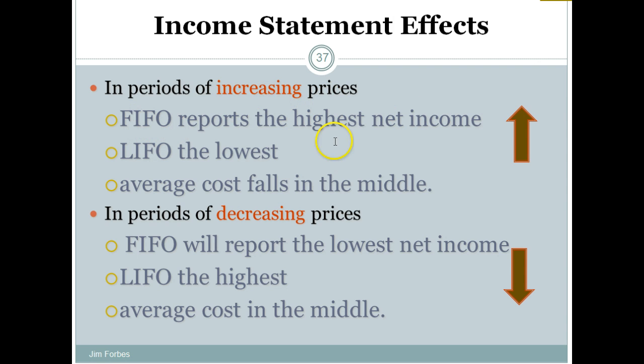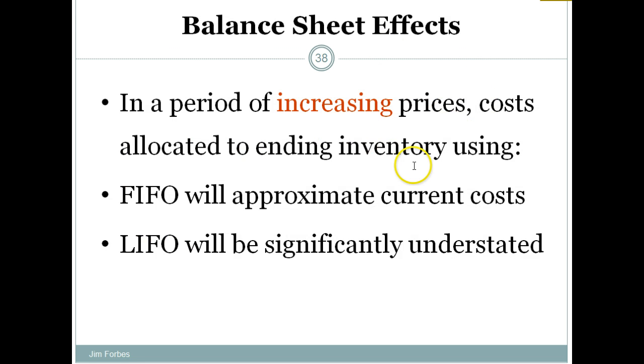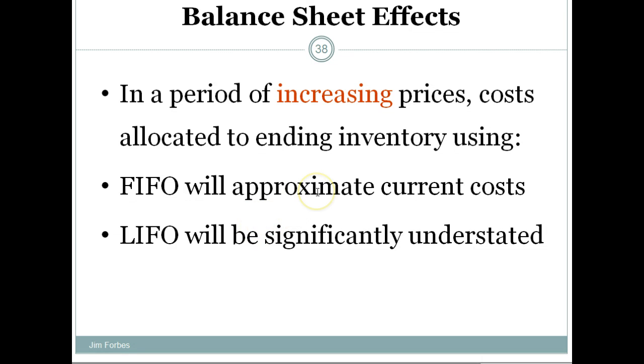So you might want to look at this slide and study it again for the test. I'll probably have that. And again, they'll have a balance sheet effect also. Of the increasing costs FIFO will approximate, whereas LIFO will significantly understate. To help you with this, I think that bucket approach will help you if you just think about pricing there. How would it affect your cost of goods sold or your ending inventory on there?